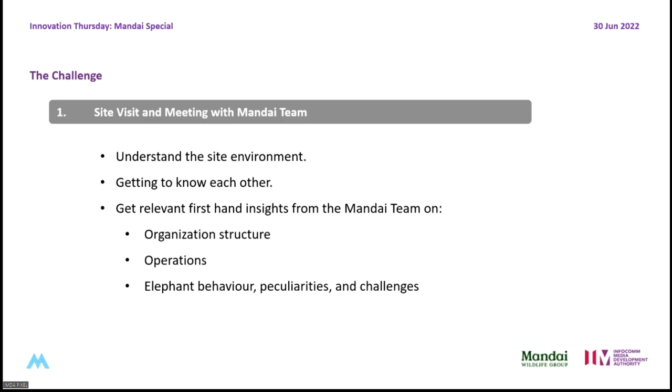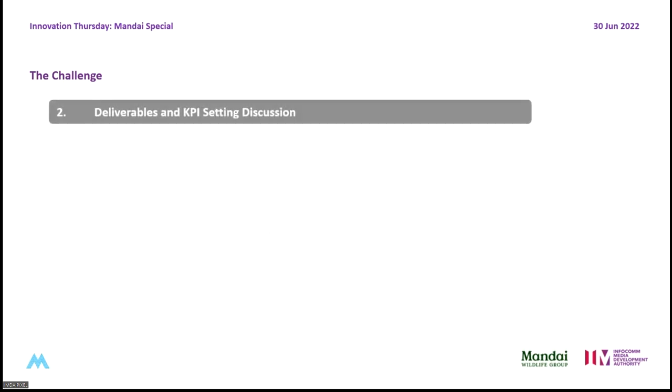And also very, very important, the elephant behavior, the peculiarities and challenges of the animals. And they're all individuals. We learn each of them, what they tend to do and all that. They're all of different sizes. We will focus on the female elephants, four of them, for this challenge. There's this stage that we went through.